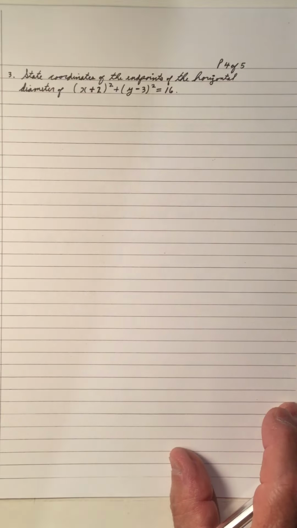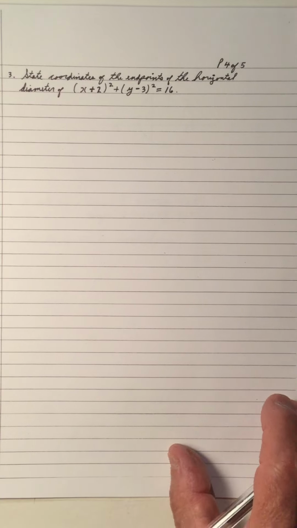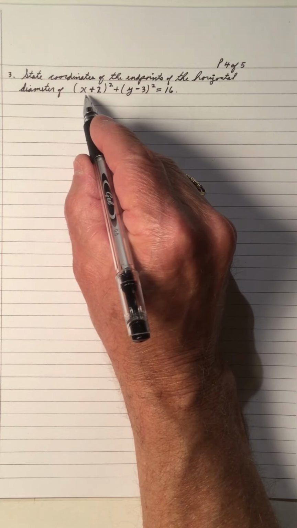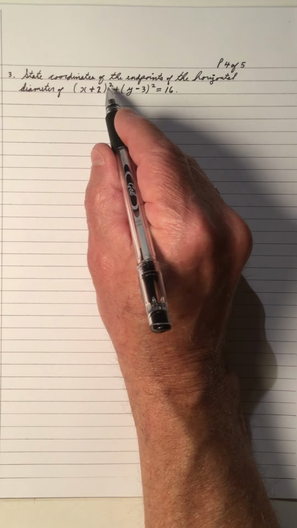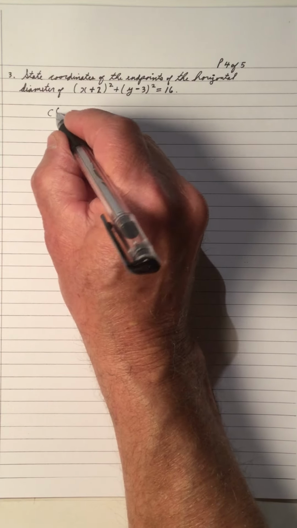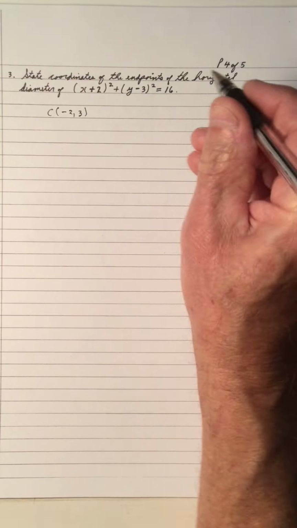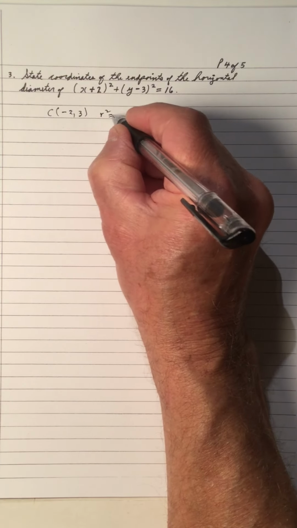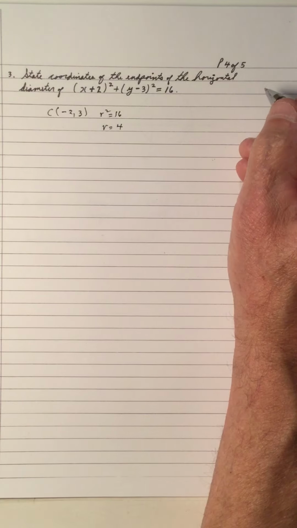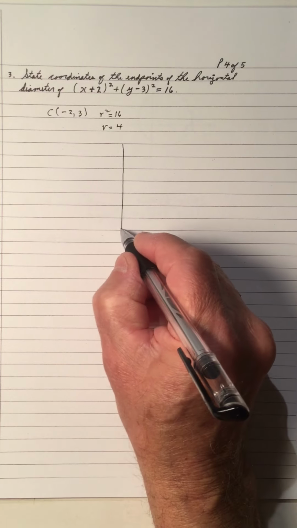Okay, let's continue. State the coordinates of the endpoints of the horizontal diameter of, again, this is a circle, and we have the x values being squared, the y values being squared, equals 16. So the center of this circle is (-2, 3). And r squared is equal to 16, so r is equal to 4. And so, again, draw a picture.